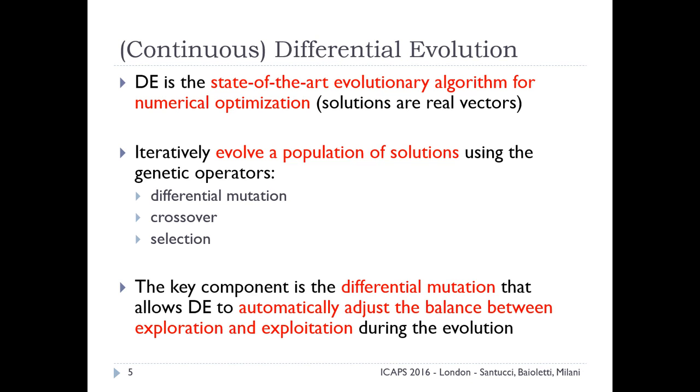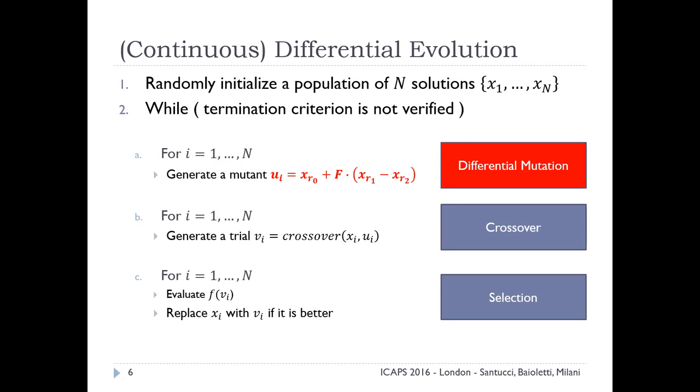Anyway, in this slide I show you the three basic steps of the classical differential evolution. They are to iteratively apply the genetic operators of differential mutation, crossover, and selection. And in the literature it is understood that the key operator is the differential mutation, which allows the algorithm to automatically adjust the balance between exploration and exploitation.